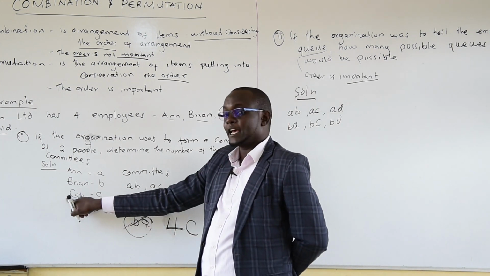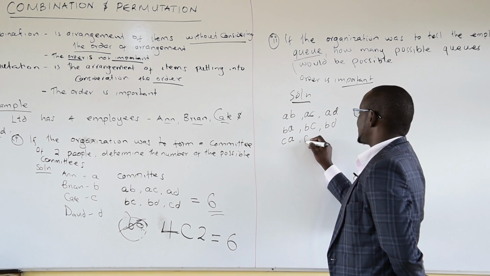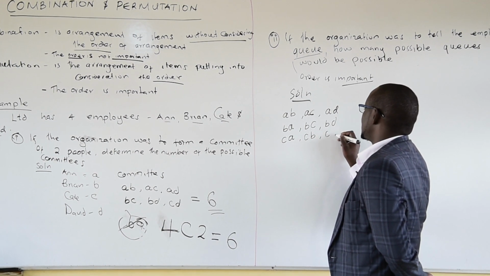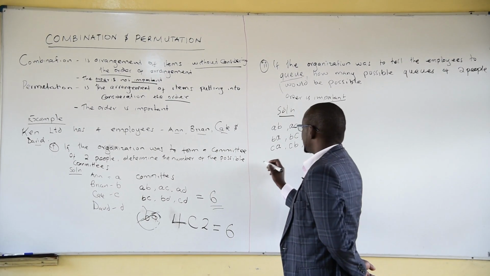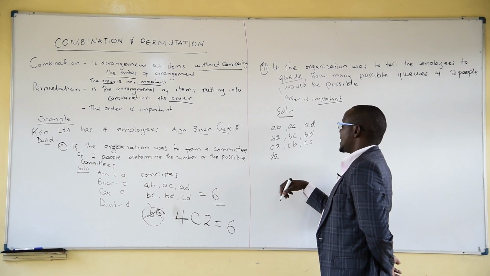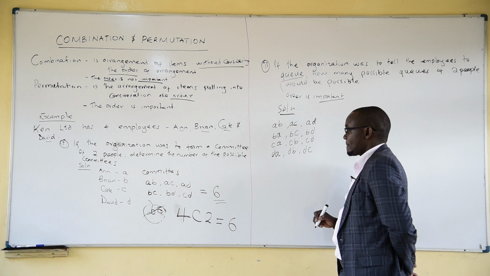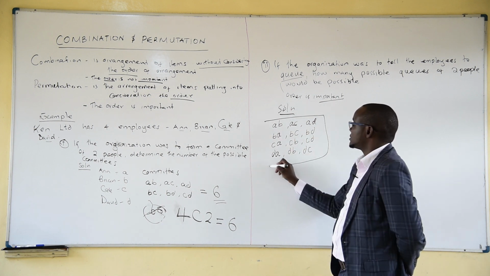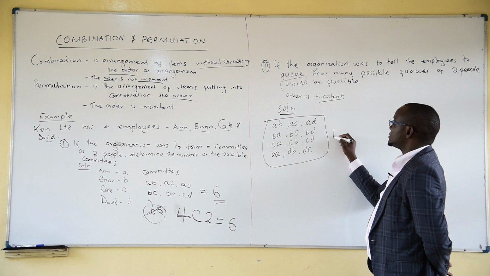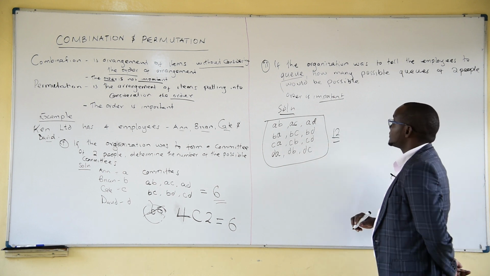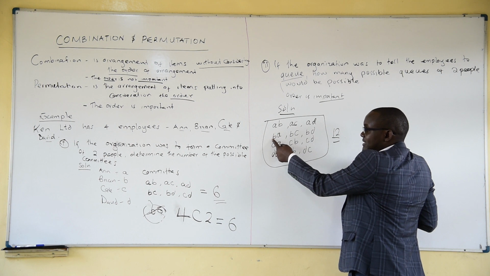If Kate is the first person in the queue, we can have Kate followed by Ann, Kate followed by Brian, and Kate followed by David. If David is the first person, we can have David followed by Ann, David followed by Brian, and David followed by Kate. These are the possible queues of 2 people in this organization. Therefore, there are 12 possible queues. Here the order is important because if it is Ann starting, she is followed by Brian, and if it is Brian starting, he is followed by Ann.